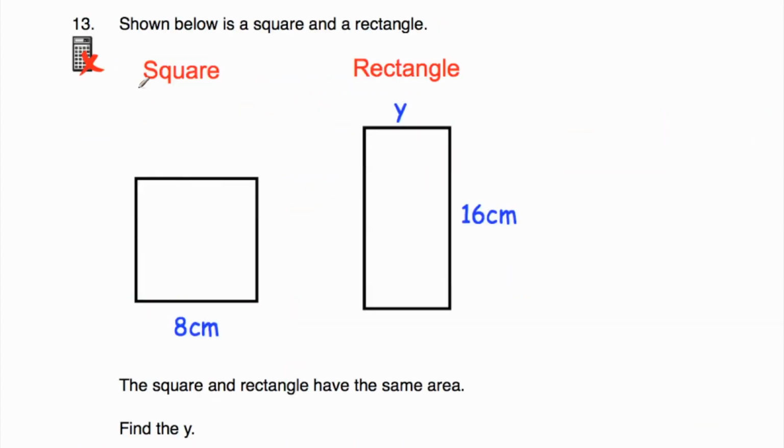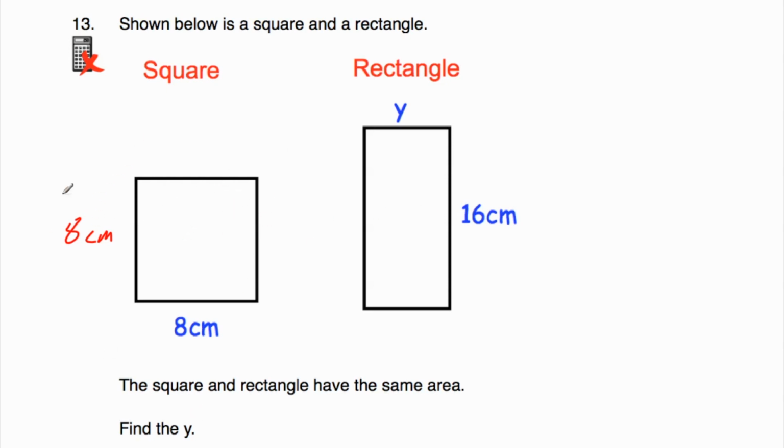So question number 13 says, shown below is a square and a rectangle. So we've got this square and we've got this rectangle. And the square has got a width of 8 centimeters, and that means obviously its height would be 8 centimeters as well, because it's a square, the length and the width are the same. And we've got this rectangle, and it's got a length of 16 centimeters and a width of y. And we're told the square and the rectangle have the same area. Find y.